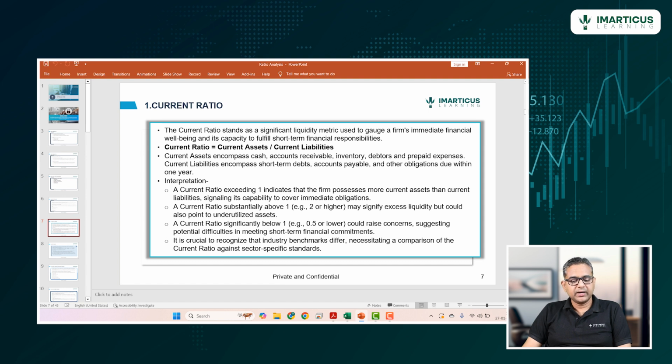It is crucial to recognize that industry benchmarks differ, necessitating a comparison of the current ratio against sector specific standards. So, as I mentioned, for different industries, the benchmarks could be different, the standards could be different. So, that's why we need to look at the current ratio of companies within the same sector or the same industry, and then do a fair comparison of which company is doing better in terms of current ratio or not.